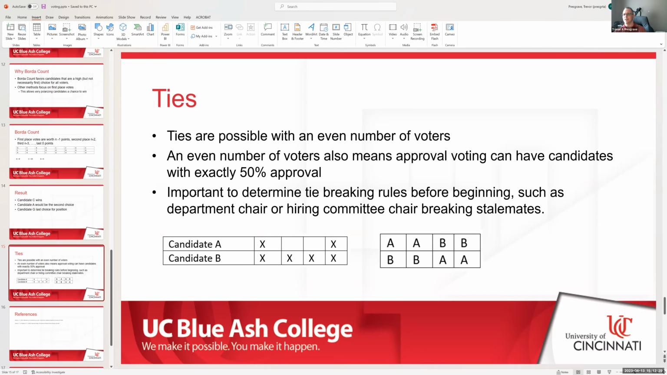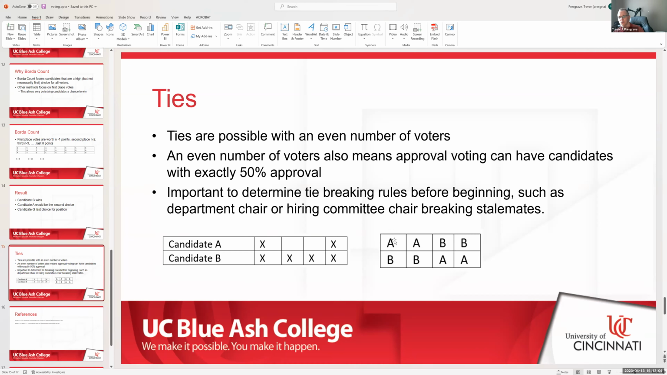So the important thing is, if you're working with an even number of voters, before you start this, it's good to have tie-breaking rules in place. And conventionally, it tends to be something like letting either the chair of the hiring committee or the chair of the department be a tiebreaker. Because in the first stage, if you have an even number of voters, notice here that candidate B clearly moves on because everyone supports them. But what about candidate A? They have exactly 50%. So you have a tie, so to speak.